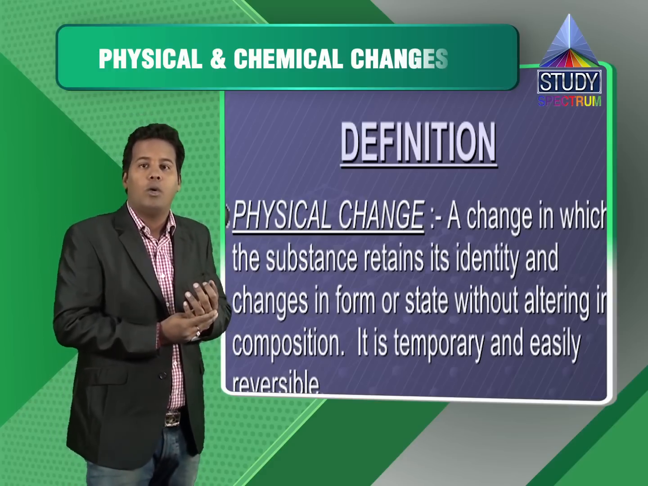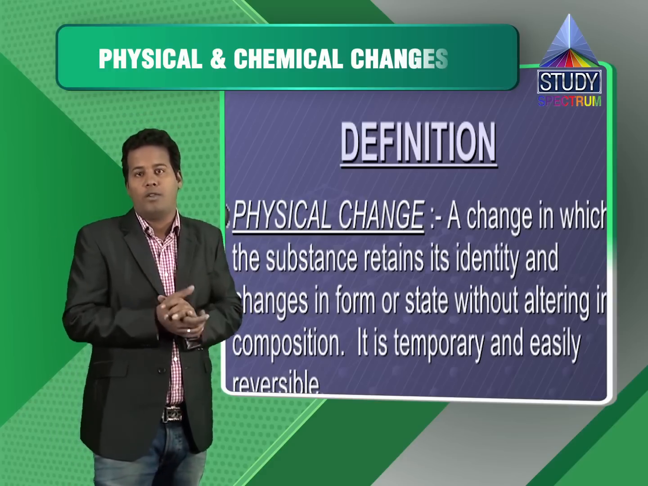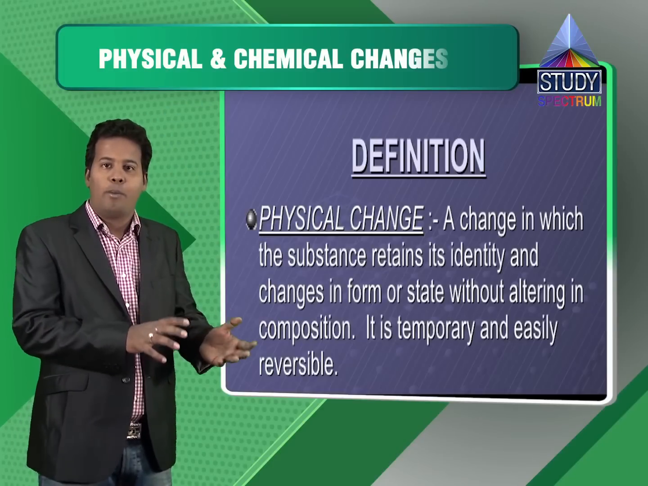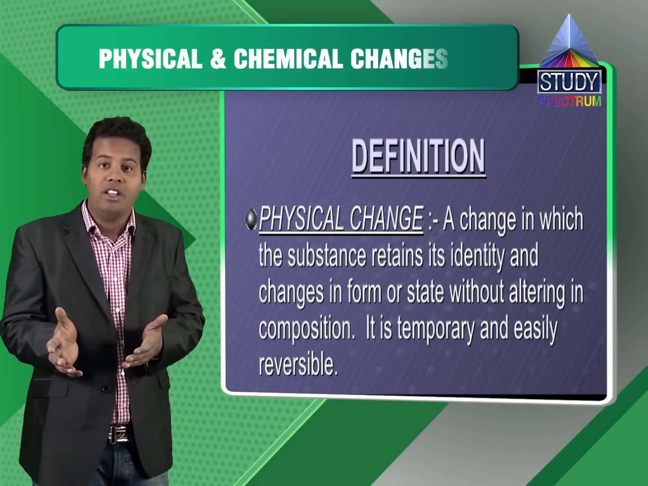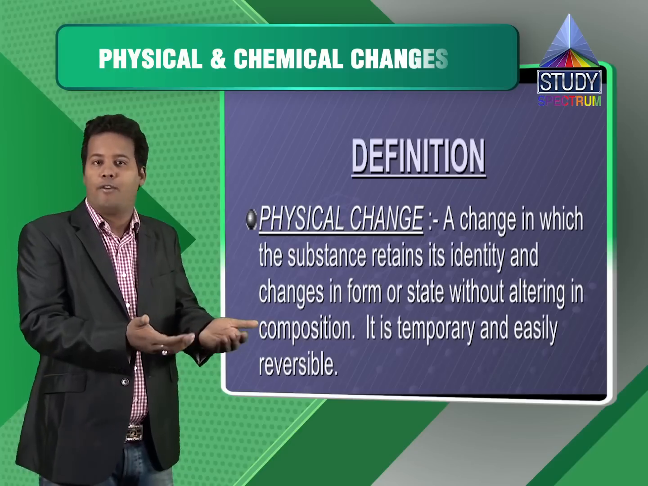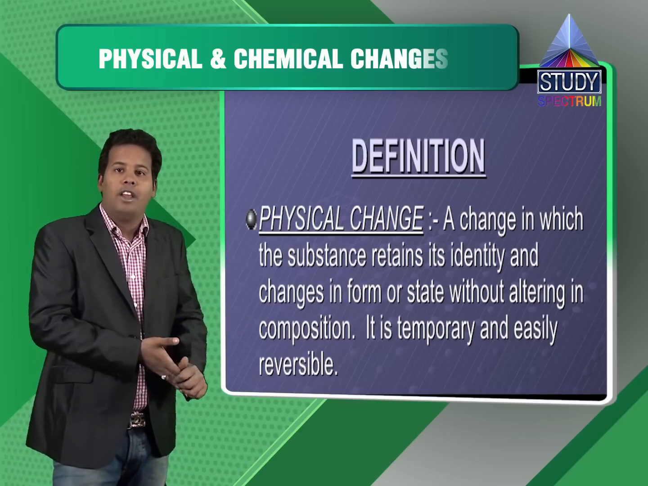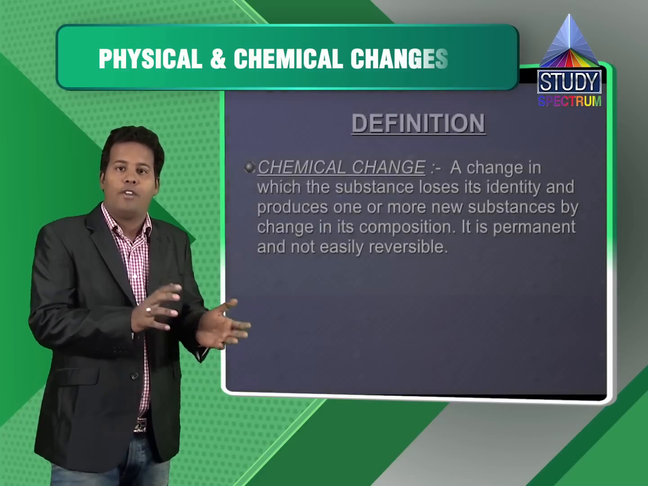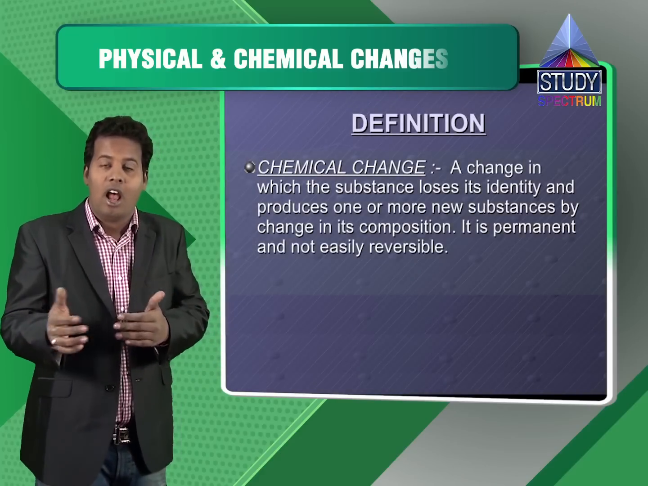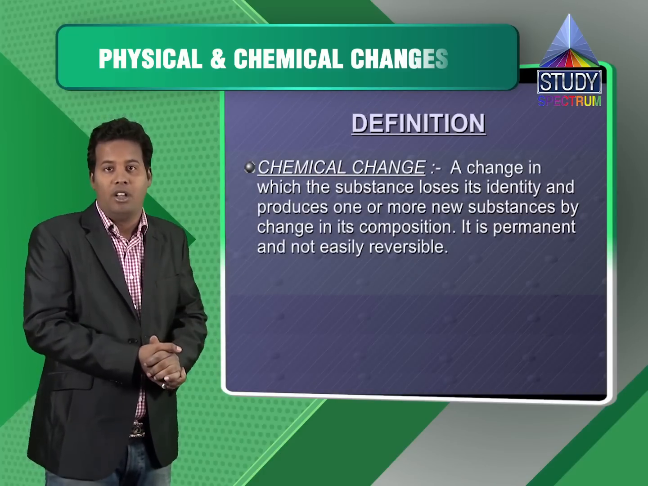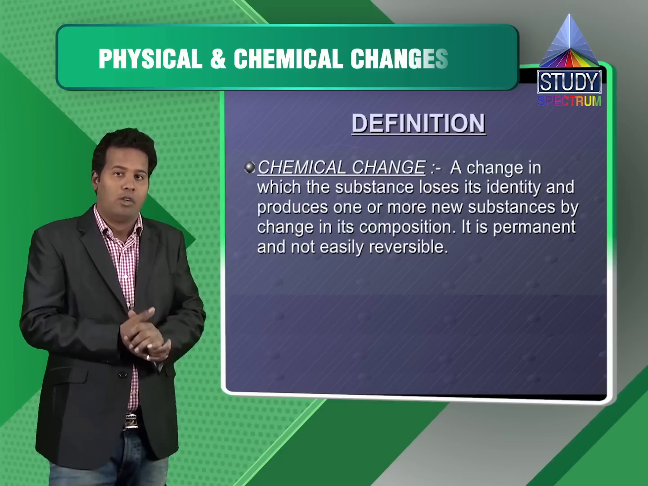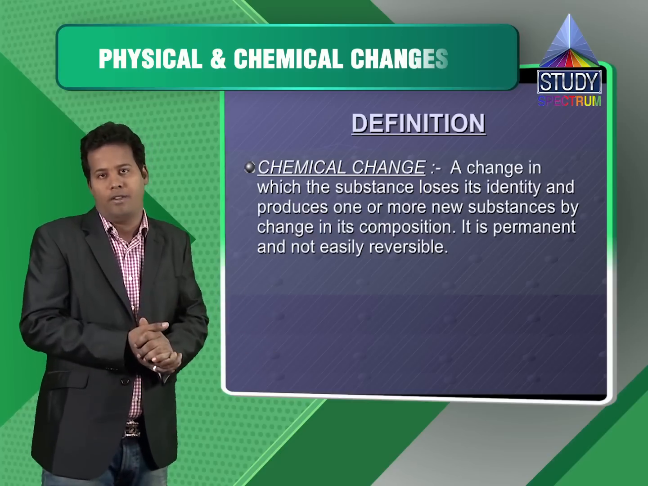Now we'll come to chemical change, the second part of change. Physical change is a change in which the properties of a substance do not change and no new substances are formed. Correct? Whereas if we talk about chemical changes, then the properties of a substance change and new substances are formed. Now chemical changes can be reversible also, irreversible also, but most of the time you will find them irreversible.